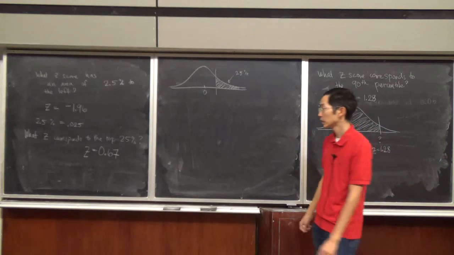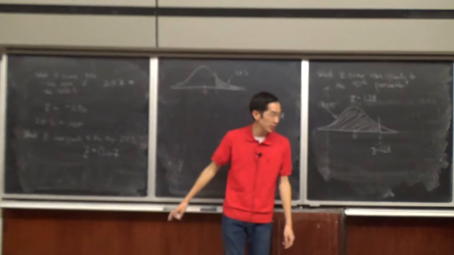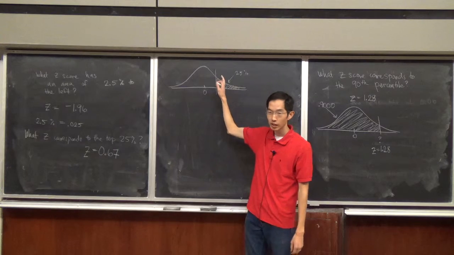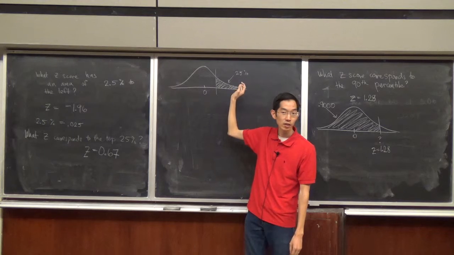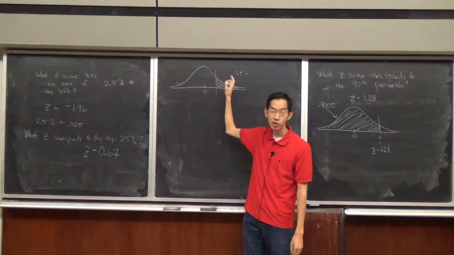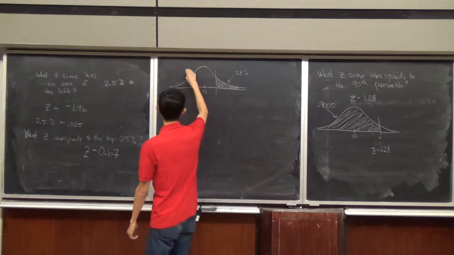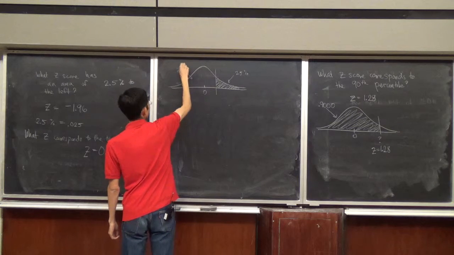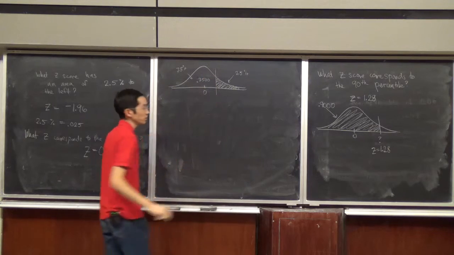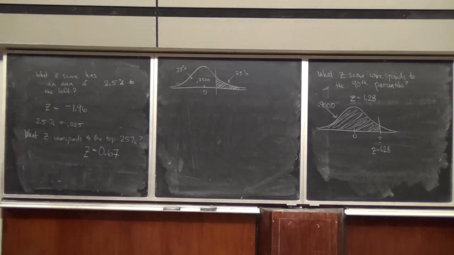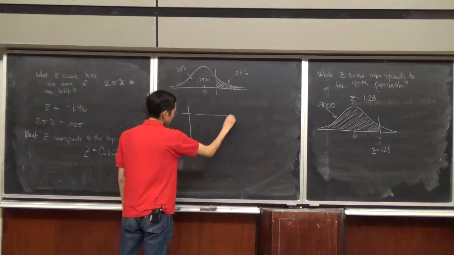So I'm asking for the z that corresponds to the top 25%. I'm drawing a line so that I have 25% above it. Is it negative? So how much do I have to the left? Okay, so I have 25% above, I've got 75% below. So what is 75% as a decimal? 0.7500. And I'm looking for the z that gives me the area closest to 0.7500.